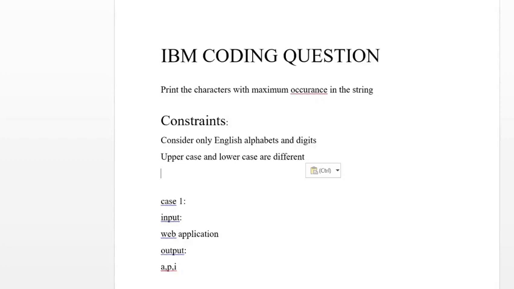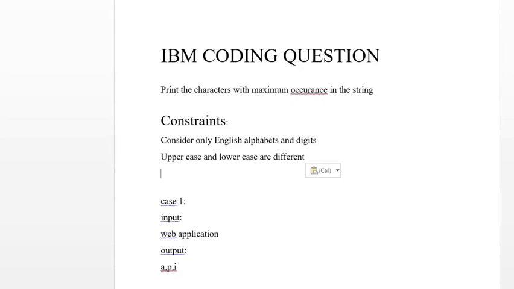The IBM coding question. Here the question is to print the characters with maximum occurrence in the string. That is, if the user is given a string, he has to print the characters which have the maximum occurrence. That is, the characters repeated the maximum number of times have to be printed.